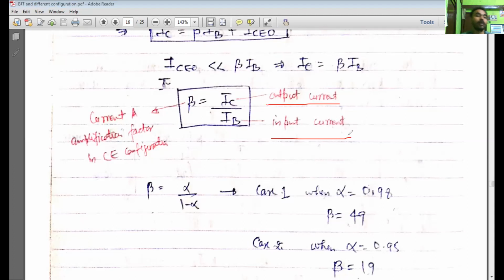So I will calculate beta. When alpha is 0.98, my beta comes to 49. When alpha is 0.95, my beta comes to 19. So my beta value will be from 19 to 49.